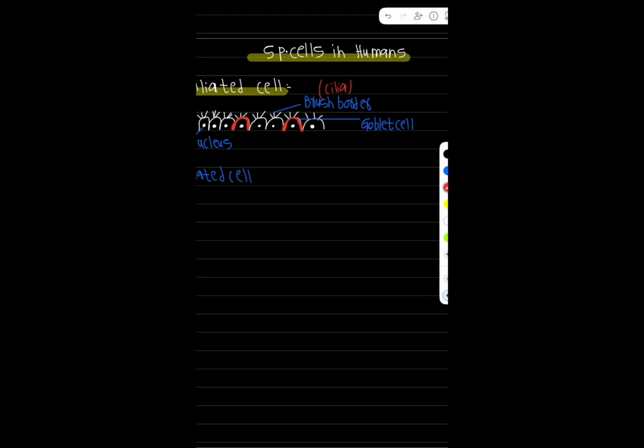This is the goblet cell. Goblet cell produces the mucus which is in our throat. Alright, now how does this help us? We are going to draw a simple structure which may represent our throat.